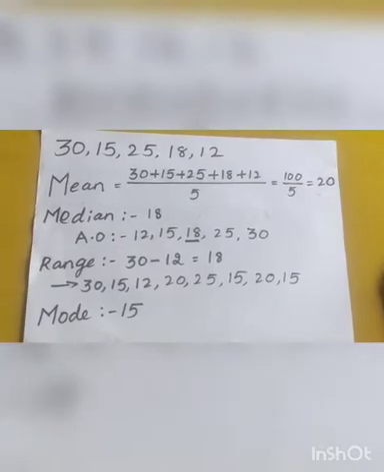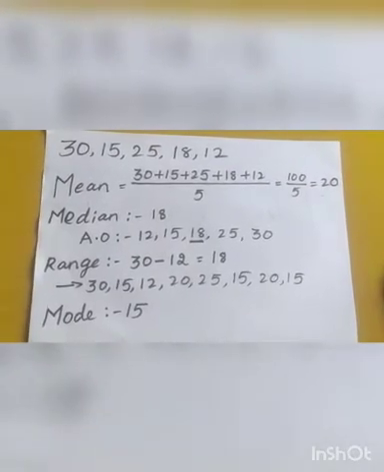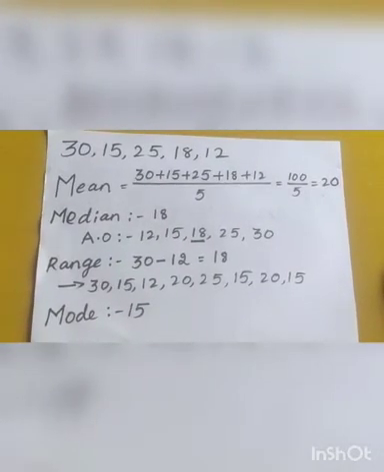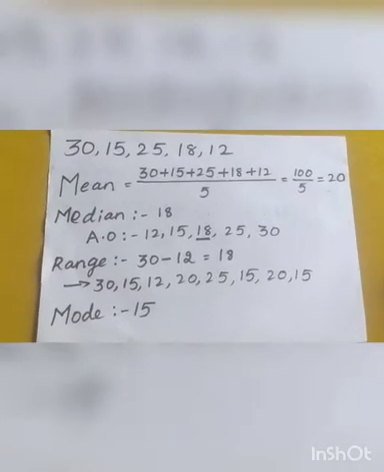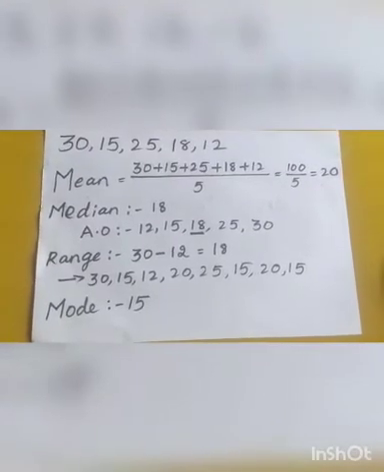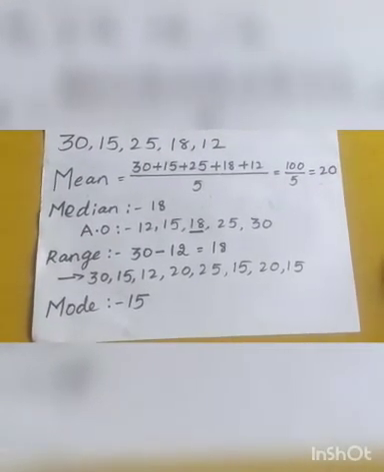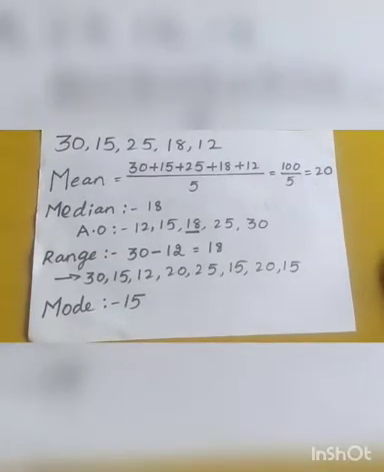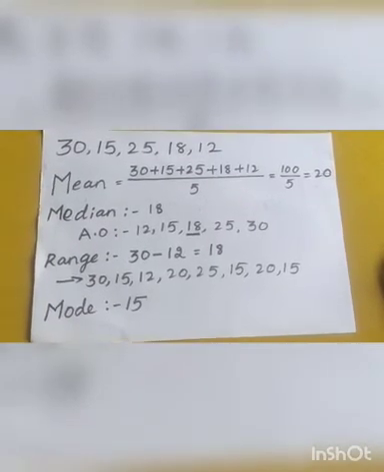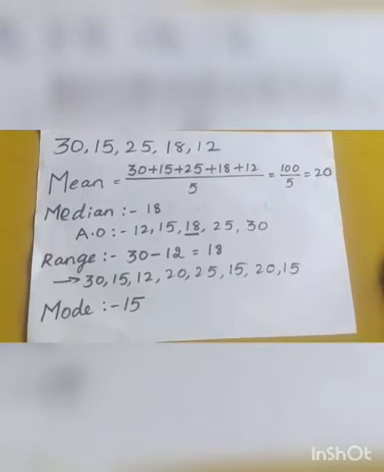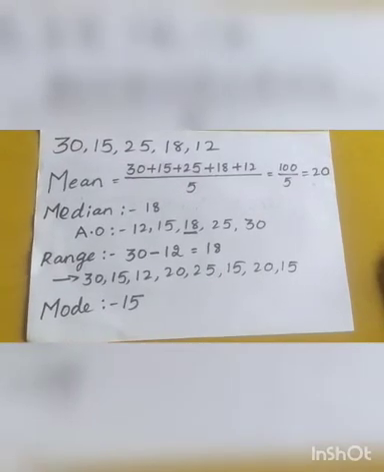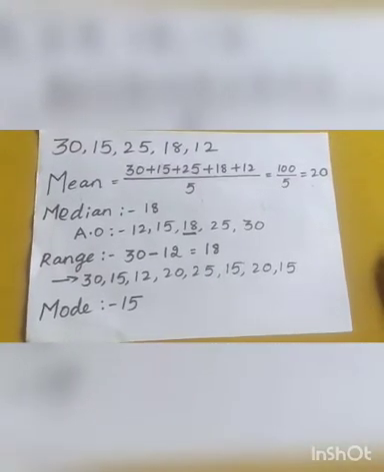And children, what is mode? The mode is the observation which occurs most often. But in the first data, that is 30, 15, 25, 18, 12, no observation is repeated to give the mode. That is the reason I have taken other data, that is 30, 15, 12, 20, 25, 15, 20 and 15. So here which observation occurred the most number of times? Yes, 15 is the observation which occurred the most. So here the mode is 15.